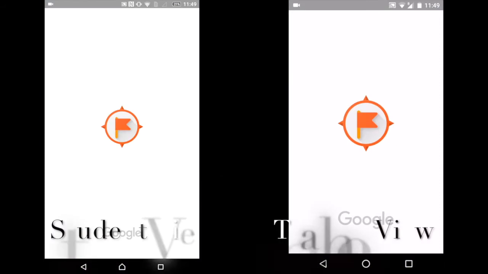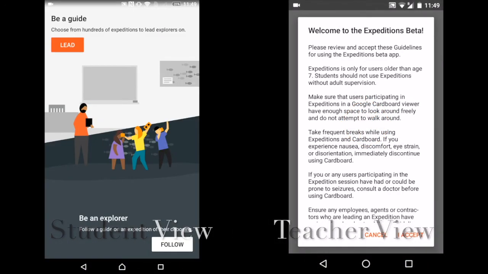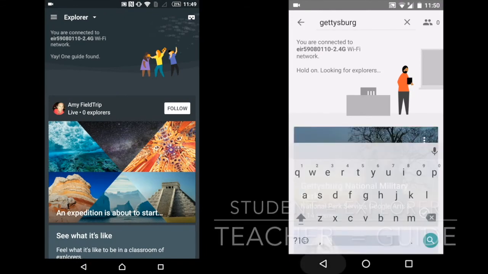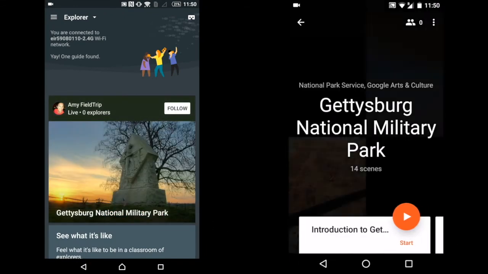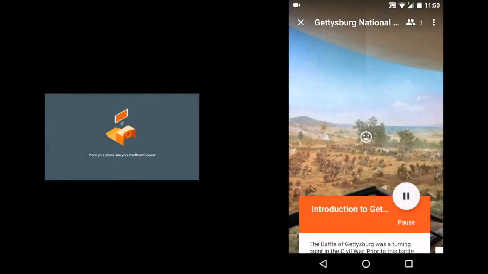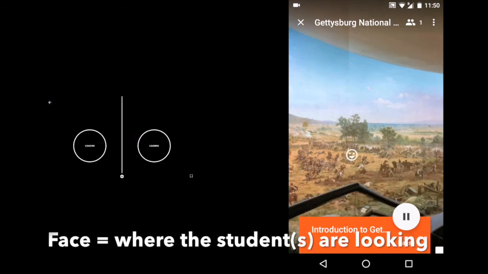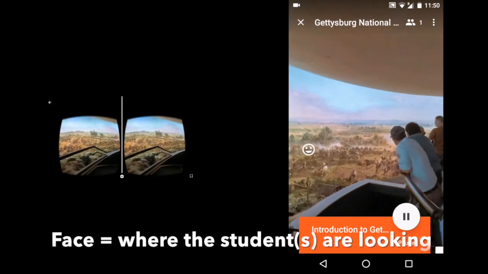On the left is the student view, and on the right is the teacher view. We're now going to look at the first expedition, which is Gettysburg National Military Park. As you can see on the left, the student is told to place their phone into their viewer, while the teacher will look at their phone in a vertical position. The face is where the students are looking, so the teacher can see exactly where each student is looking during the expedition.